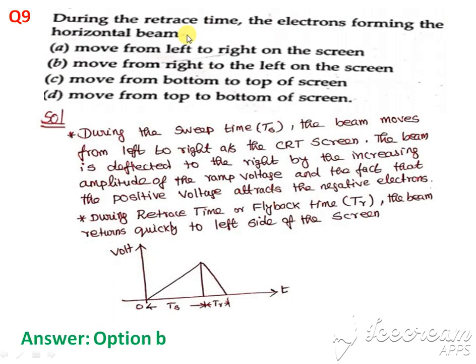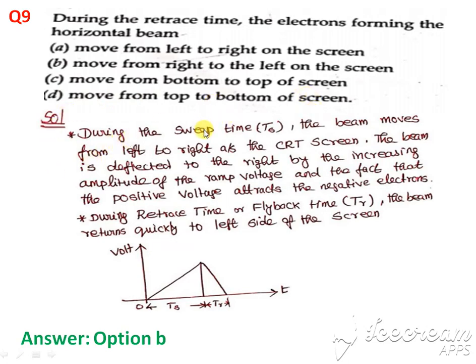So during the retrace time, the electrons forming the horizontal beam: A, move from left to right on the screen; B, move from right to left on the screen; C, move from bottom to top of the screen; option D, move from top to bottom of the screen.